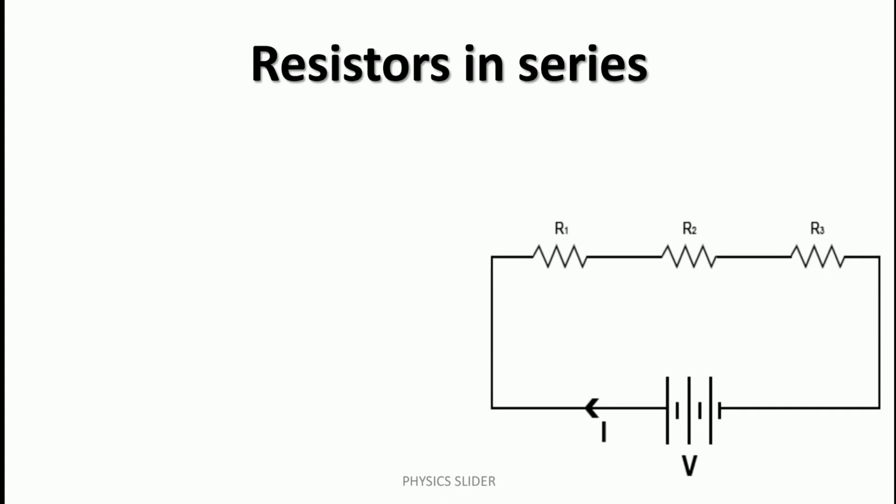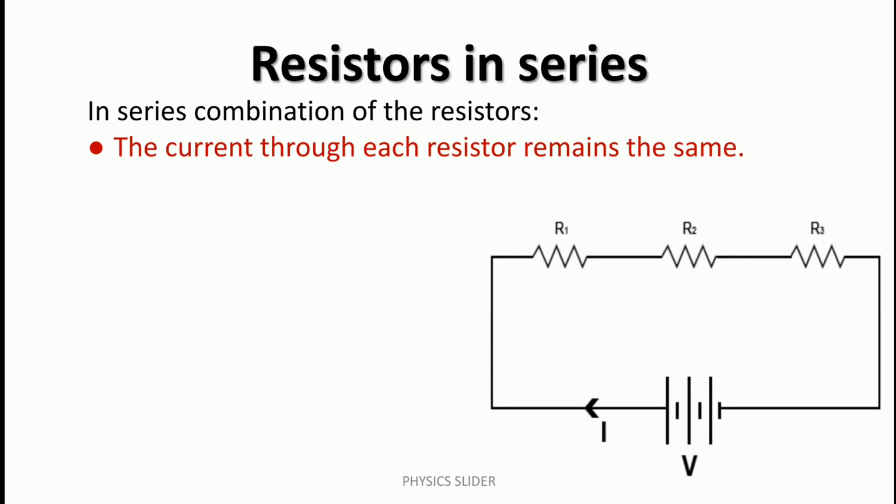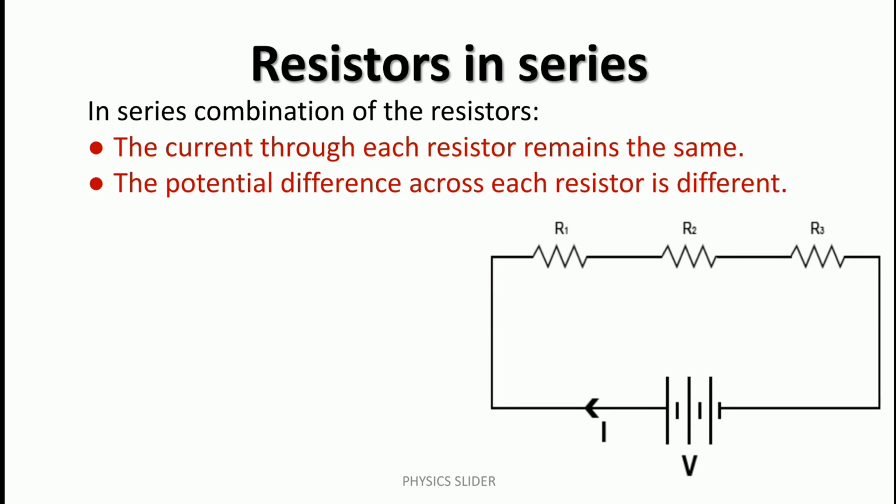Okay, watch here. These three resistors are here, R1, R2 and R3. These three resistors are connected in series. When the resistors are connected end to end, then the combination is called the resistors in series. So in case of the resistor in series, we have to learn 2 points. In series combination of the resistors, the current through each resistor remains the same. This current I will flow in all the 3 resistors, and the potential difference across each resistor is different.